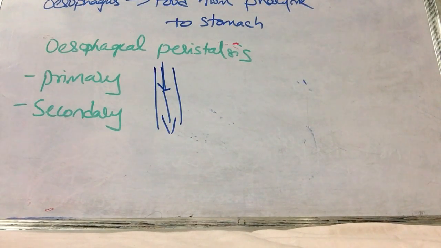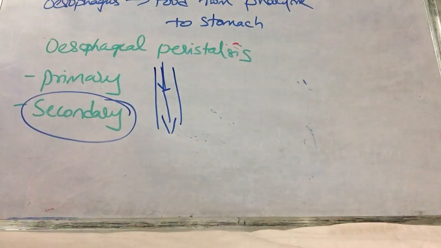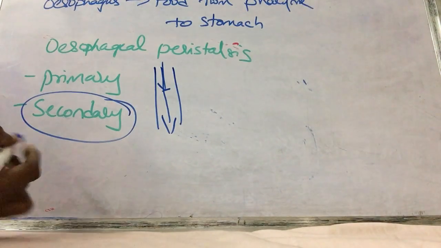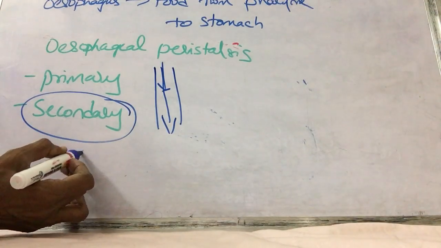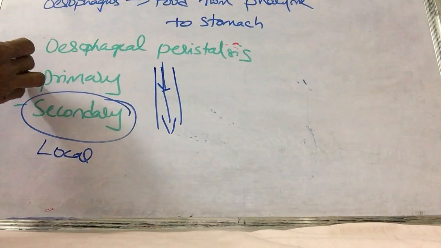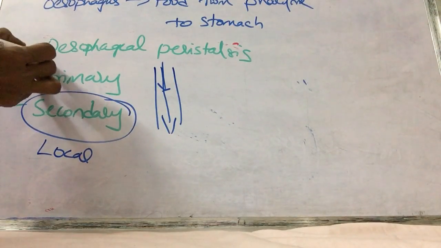Then secondary peristalsis. When the primary peristalsis fails to push the bolus from the body of the esophagus, secondary peristalsis starts. And secondary peristalsis is initiated by activation of mechanoreceptors due to the presence of a bolus of food. So, secondary peristalsis will occur only when the bolus of food is present. This is a local mechanism, whereas primary is a neural mechanism.